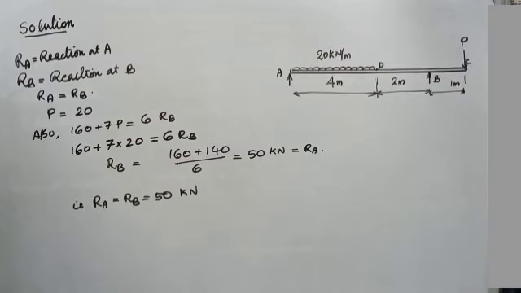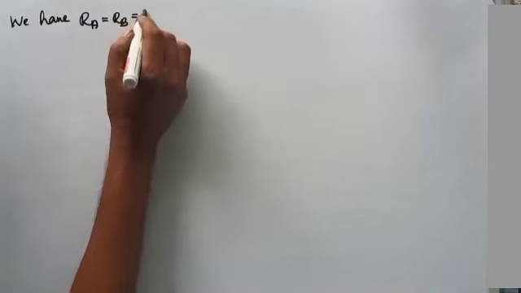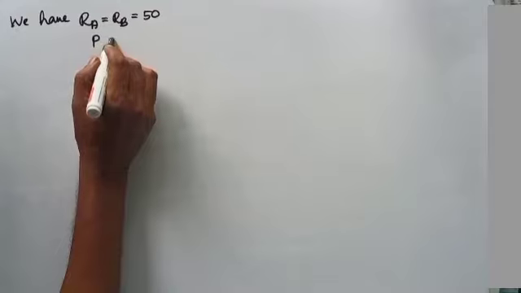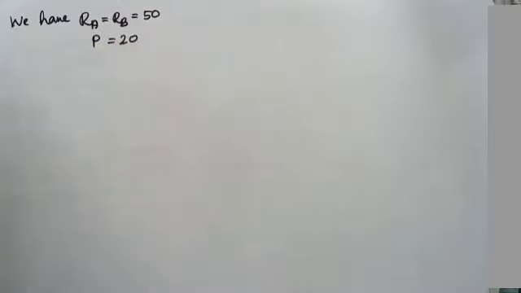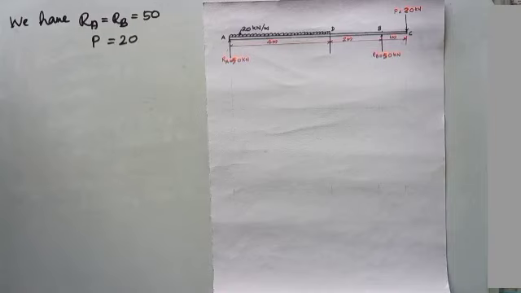Okay, we got the value of RA and RB as 50 kilonewton each. Now we try to solve shear force. For convenience, I have redrawn the load diagram once again, and I mentioned the values of RA, RB and P also here. RA equals 50 kilonewton, RB equals again 50 kilonewton, and P equals 20 kilonewton. So now we can start drawing the shear force diagram.